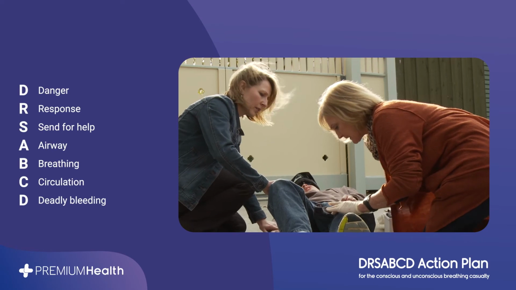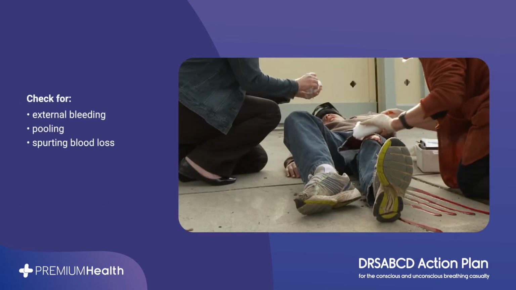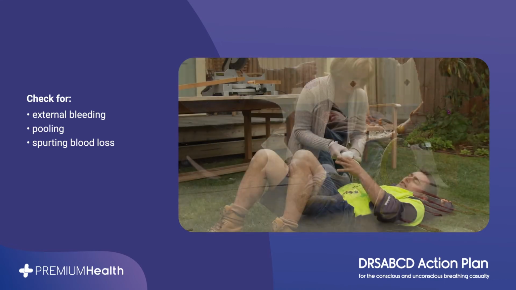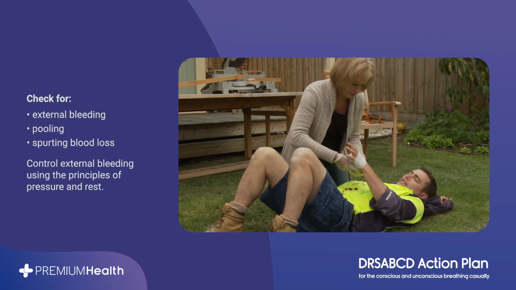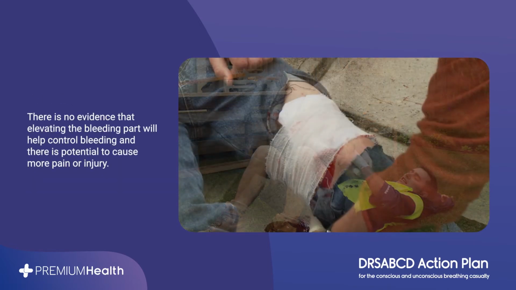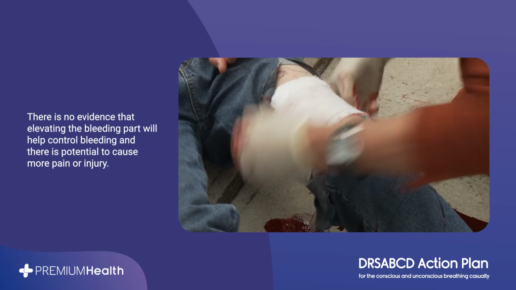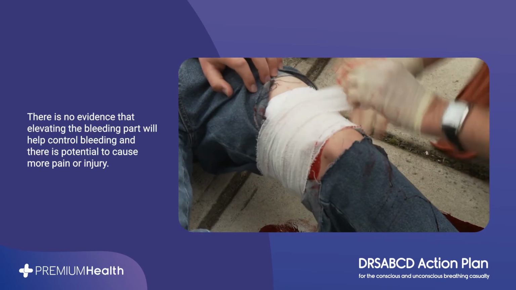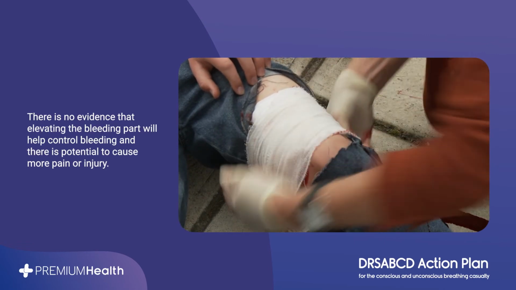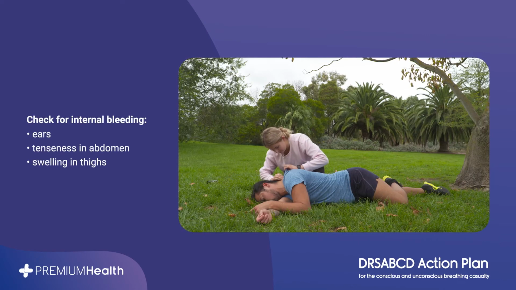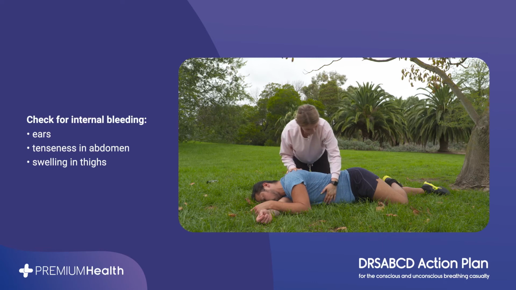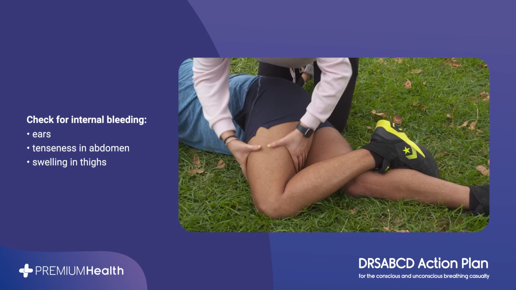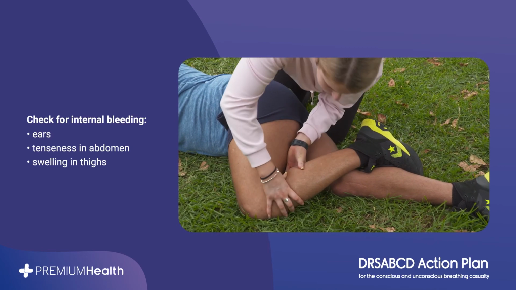D represents deadly bleeding. Check for external bleeding, pooling or spurting blood loss. Control external bleeding using the principles of pressure and rest. The Australian Resuscitation Council has stated there is no evidence that elevating the bleeding part will help control bleeding, and there is potential to cause more pain or injury. Check for internal deadly bleeding by looking for bloody fluid coming from the ears, as this may indicate a possible fractured skull. Tenseness in the abdomen and thighs indicate there may be bleeding from the internal organs and major blood vessels.